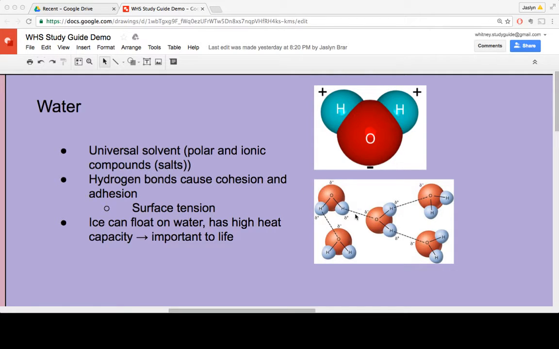So this slight attraction between water molecules causes cohesion and adhesion. Cohesion is when water sticks to itself, and adhesion is when water sticks to other things. And these hydrogen bonds are also responsible for surface tension, that the water molecules on the surface of a quantity of water are slightly drawn together, and that's why you can rest things like bugs and staples on it.